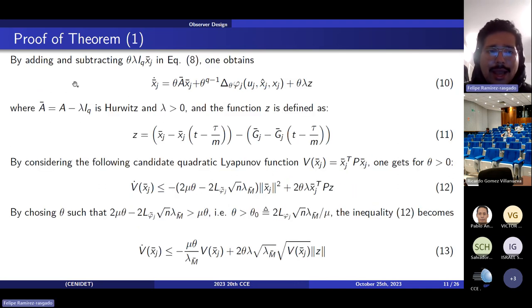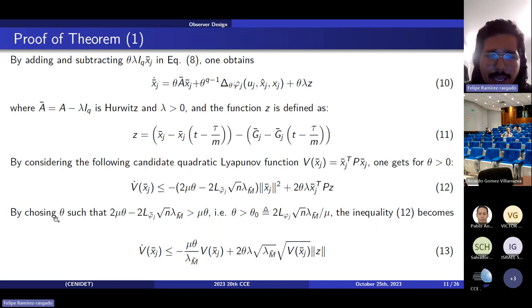So by adding and subtracting this term, one obtains equation 10. And then it's important to clarify that bar A is a Hurwitz matrix, since lambda must be greater than zero. So now the auxiliary function zeta is defined as follows in equation 11. And now considering the Lyapunov function V, one gets equation 12.